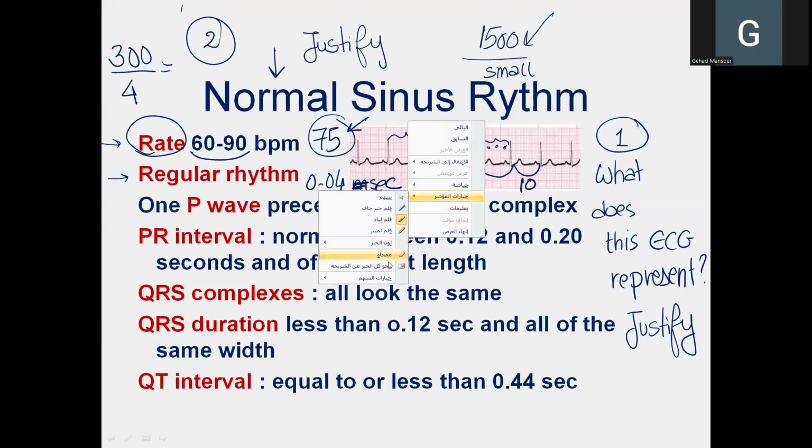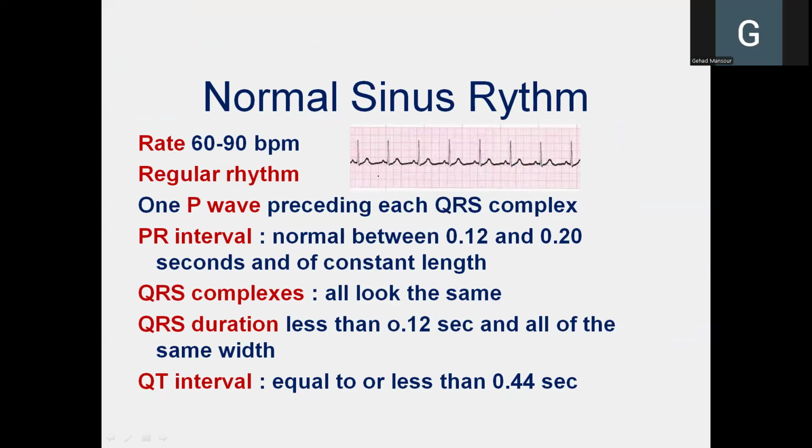Again, we have one P wave preceding every QRS complex. So here you have a P wave, another P wave, a third P wave, and so on. So for every QRS complex, you have a preceding P wave. So this is the third characteristic.